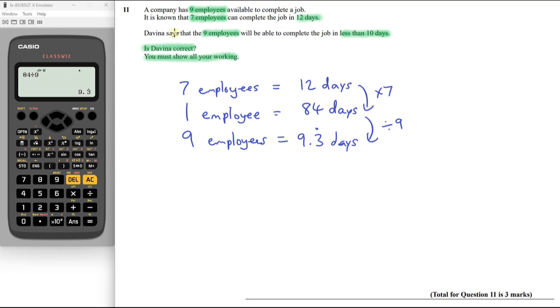But we need to answer the question. It says, is Davina correct? She said that they'll be able to complete the job in less than 10 days. Well, yes, she is definitely correct. So we can say that 9.3 recurring is less than 10. Although we've said yes and given all our workings, it's important to put this last statement to make it clear that this value is less than 10.